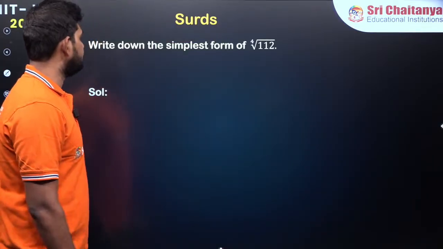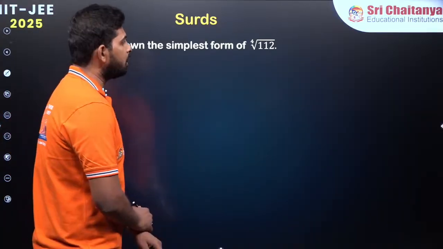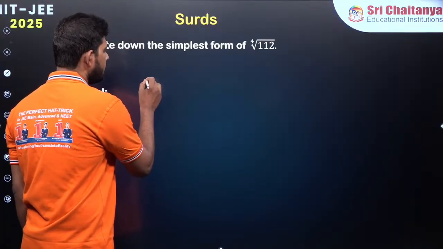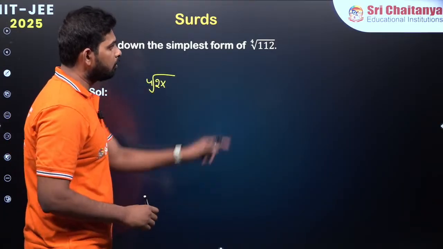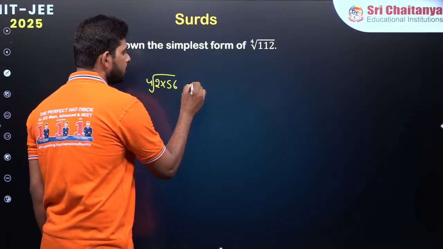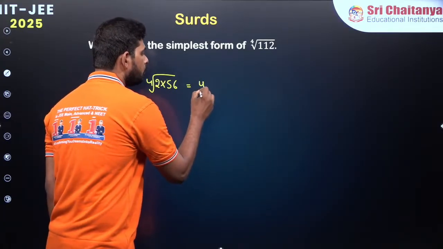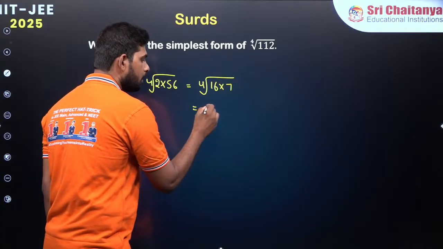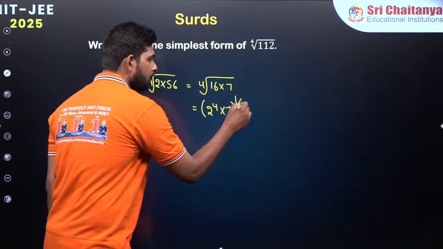And we are going to write the simplest form of the surd here. 4th root of 112 is there. I am going to write the factors of 112 there. 112 you can write as 4 into 28, and 28 is 7 times 4, so 16 times 7. 4th root of 16 times 7 I am writing. 16 also again can be written as 2 power 4, into 7, whole power 1 by 4.